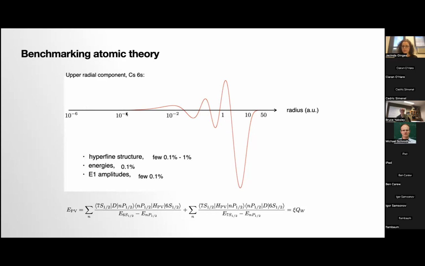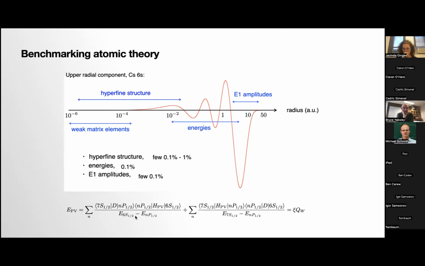This is a plot of the upper radial component for cesium 6s, on a logarithmic scale. And what I'm illustrating basically is which sort of properties are sensitive to what parts of the wave functions. So we have, as I showed you before, the parity violating amplitude, which is made up of the sum over products of matrix elements for the weak, E1, and energy intervals. And what we want to be doing is basically testing various properties to see how good our atomic theory is across the whole scale of the atom.